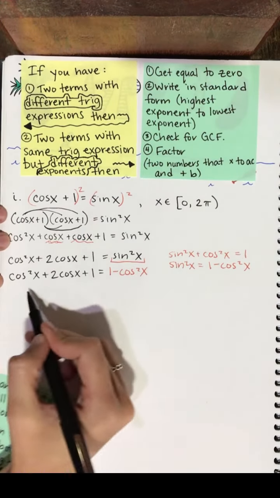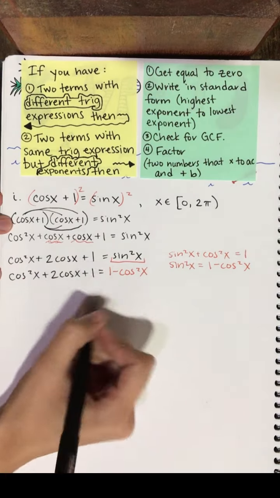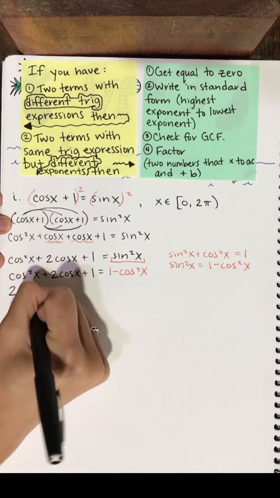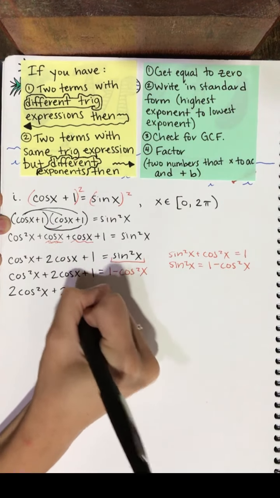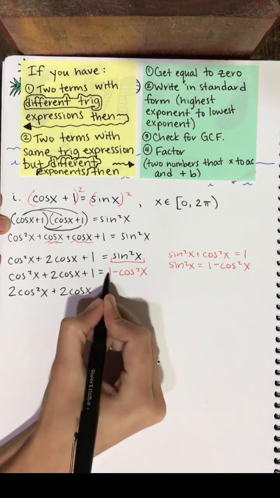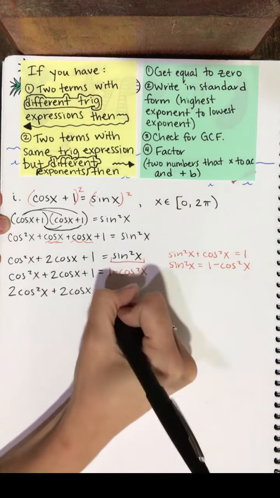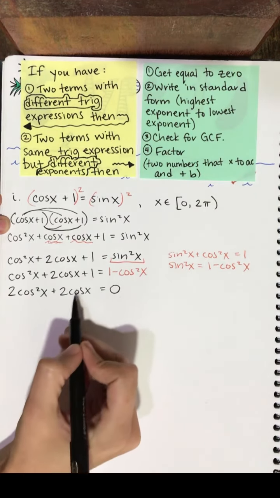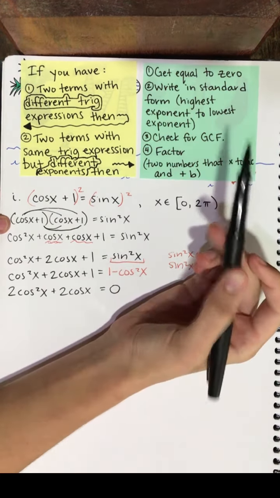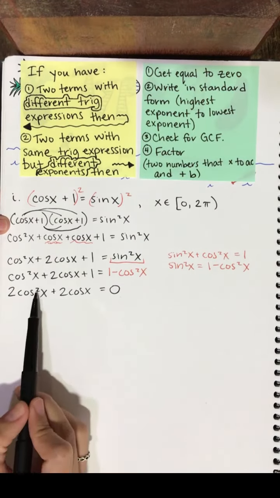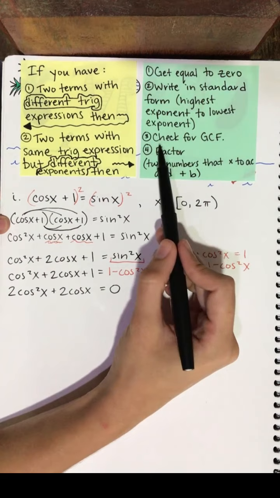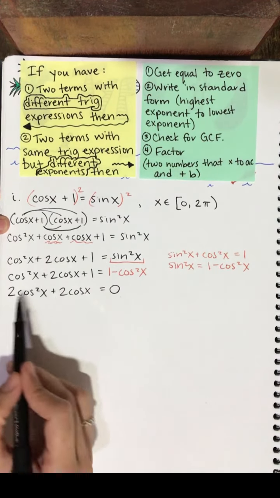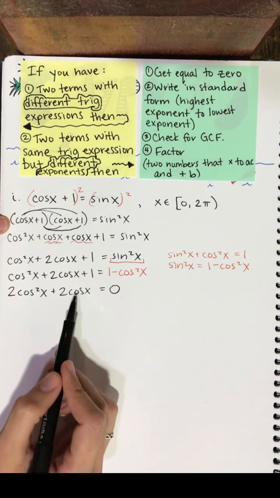So I'm going to do plus cosine squared. Cosine squared plus cosine squared will give me 2 cosine squared of x. There's no other cosine, so I just have plus 2 cosine of x. And then when I do minus 1, 1 minus 1 will cancel and give me 0. So they'll cancel out. All right. Then write in standard form, already squared and then to the first power, so it's already highest exponent to lowest exponent. Check for a GCF. They both have 2 in common and they both have cosine in common.